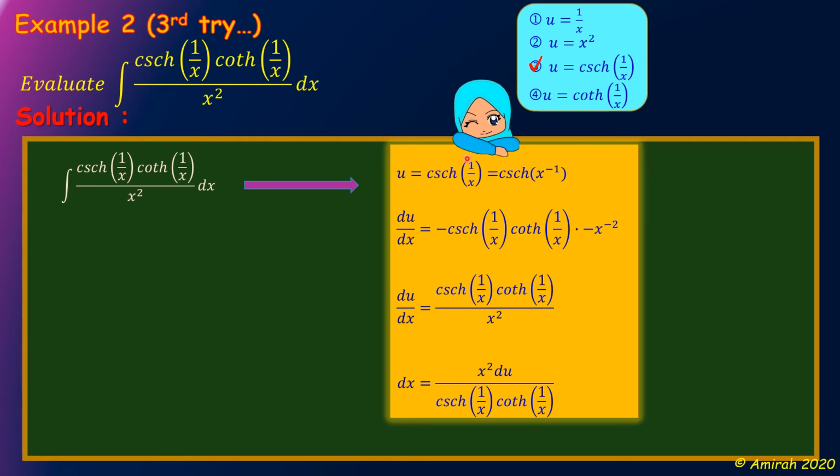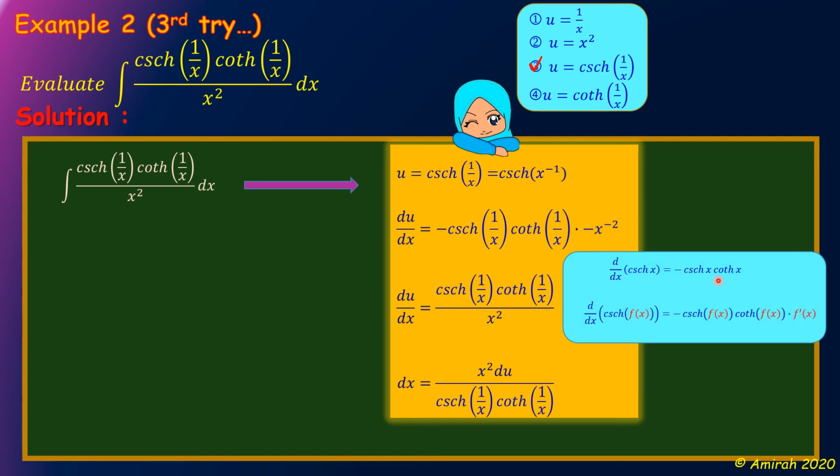Alright, how to differentiate cosh 1 over x? We can refer to this formula. When we differentiate cosh x with respect to x, the answer equals negative cosh x coth x. Now our x is f(x). So when we differentiate cosh f(x), the answer equals negative cosh f(x) coth f(x) times f prime x at the back. If we have a single x here, we do not need to write times something, because it is actually multiplied by 1, since the derivative of x is 1. It doesn't change the original function.